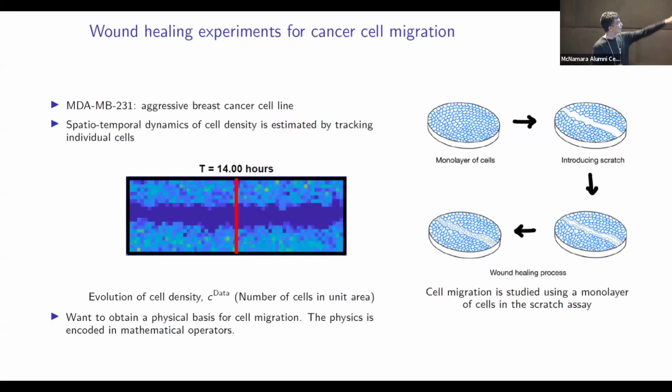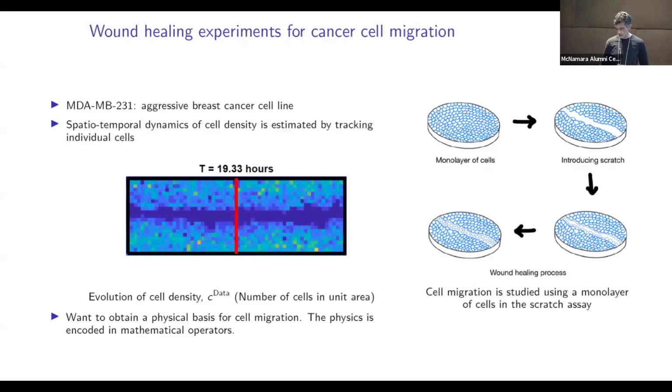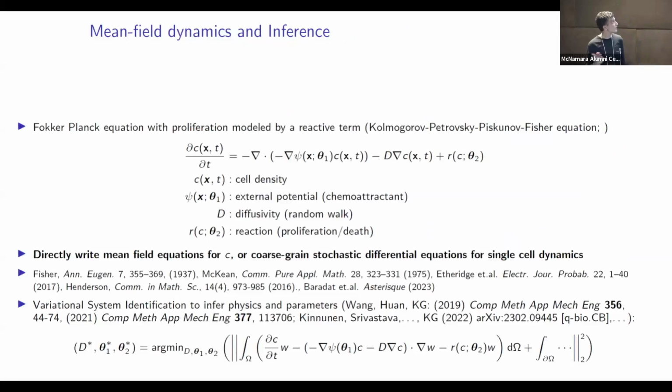In order to do that, if you look at the last bullet point here, we do this by trying to understand the physics through mathematical operators. So this is what gets us into equations. It turns out for this process, we can model it through what we call mean field dynamics. The equation up here is referred to as a Fokker-Planck equation with a proliferation term added to it. It also has a much longer name, but that may or may not be of interest.